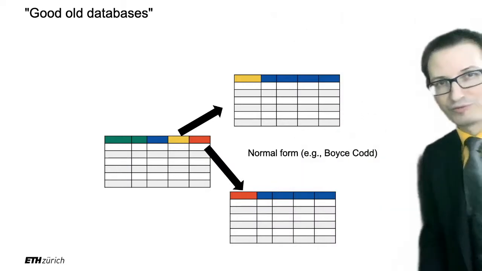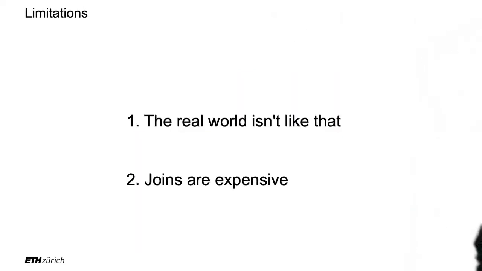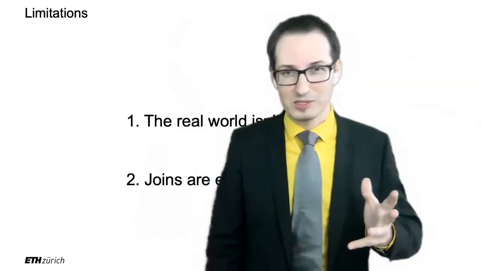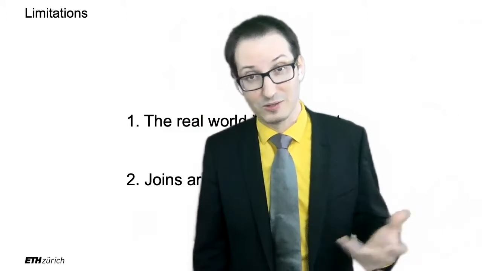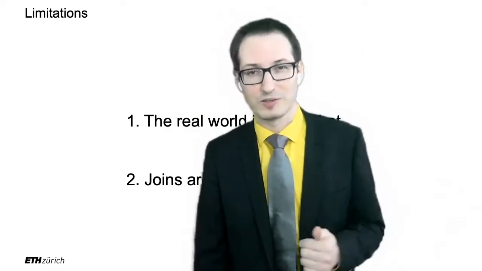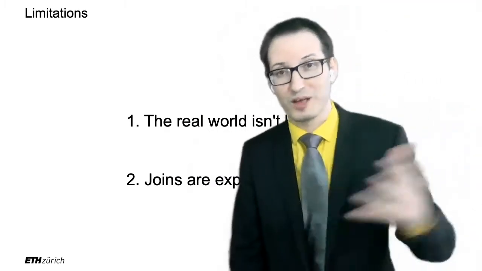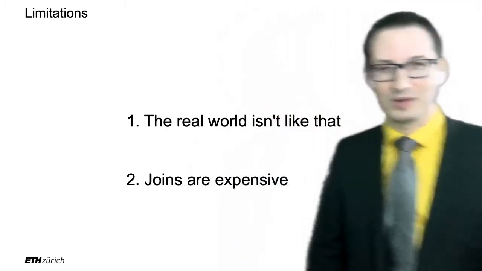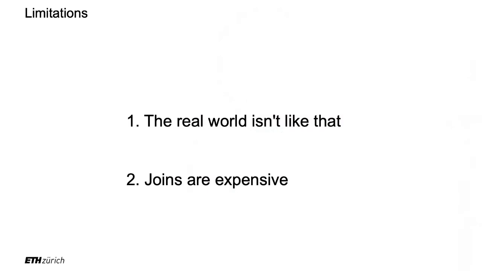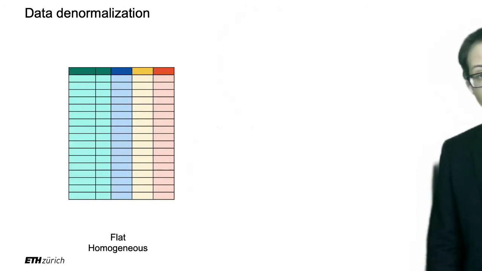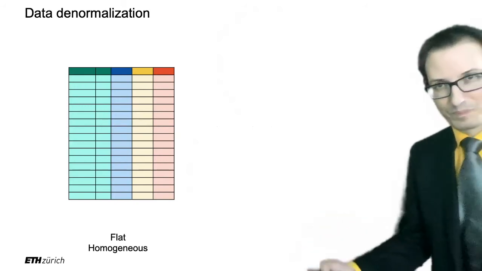So there's plenty of normal forms. The problem with this, and this is what we became aware of in the 2000s, is that the real world isn't like that. The data isn't always perfectly structured as in relational databases, and also joins are actually quite expensive. Of course, we have efficient algorithms, but nevertheless, it's much more expensive than other operations such as selection, projection, and so on.